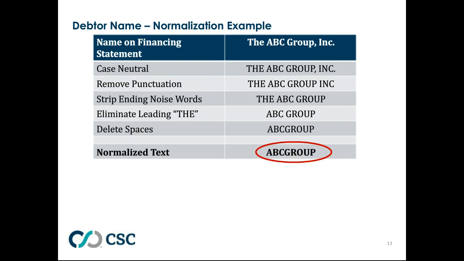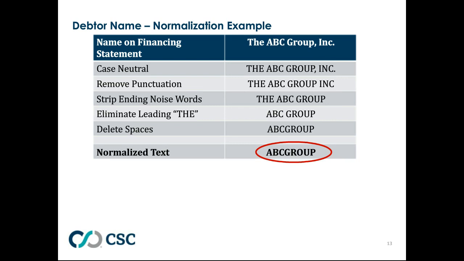Here's how normalization works. When somebody provides a financing statement and files it at the filing office, the filing office computer system runs it through a multi-step process. The first thing it does with that name is make it case neutral, then it removes punctuation. It strips out ending noise words, which are words, phrases, and abbreviations that indicate an entity's type. Then it will strip out "the" from the beginning of the name if it appears there and delete spaces. And what you're left with is a string of text derived from the name on the financing statement.